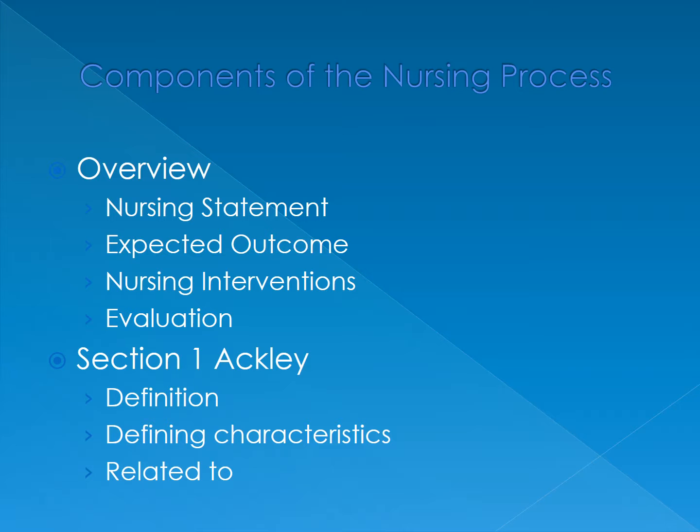So when I get to an expected outcome that just doesn't seem to be working, sometimes I have to go and look at my nursing diagnosis and see if maybe I picked the wrong one there. So we'll talk about that more as we go along. So in overview, we're going to be looking at the nursing statement. What we use in our program is a 3-part nursing statement, but there's also 2 parts. I'll talk about that. We're going to talk about expected outcomes, nursing interventions, and evaluation.